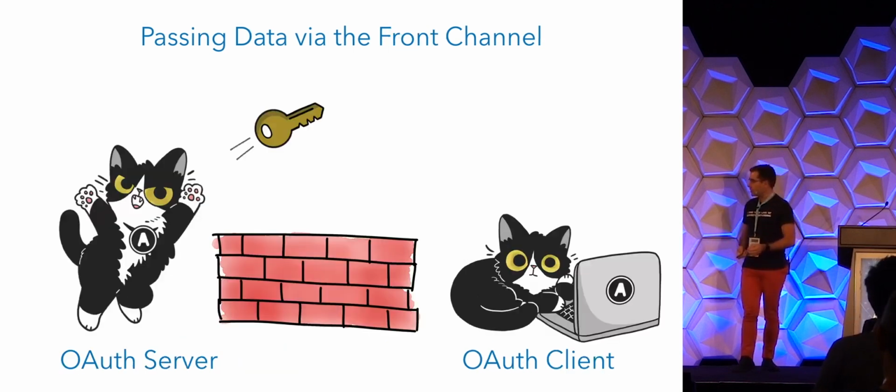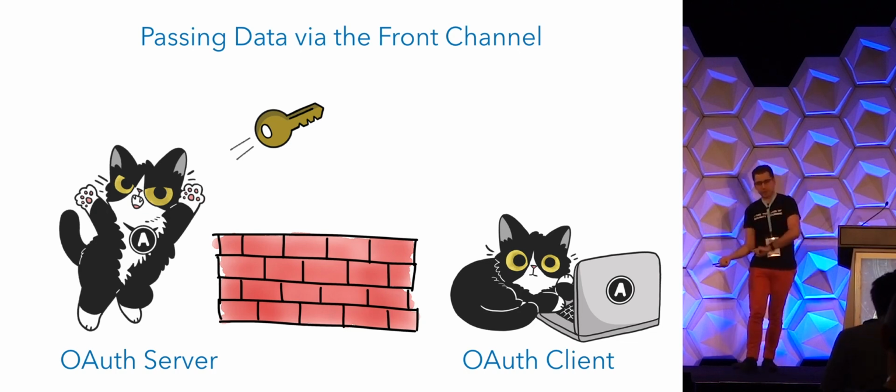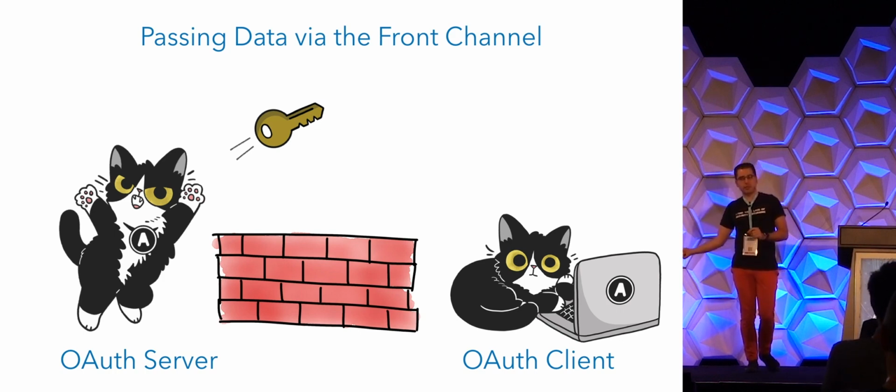Passing data over the front channel is like throwing it over a wall and hoping they catch it on the other side, where neither can see over the wall. So in this example, the OAuth server is trying to get this authorization code to the application. It's really just throwing it over the wall. It can't tell whether the application's actually received it, and it also can't tell if someone hasn't jumped in and stolen it midair. Also on the other side of this picture, the thing receiving this data, all it sees is this authorization code flying over the wall.